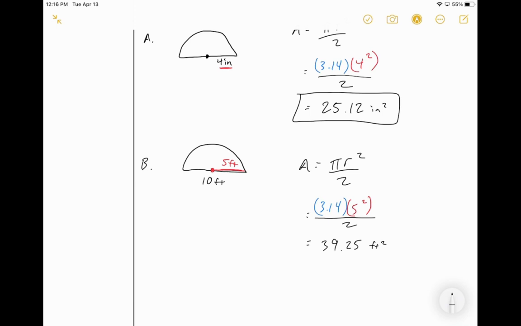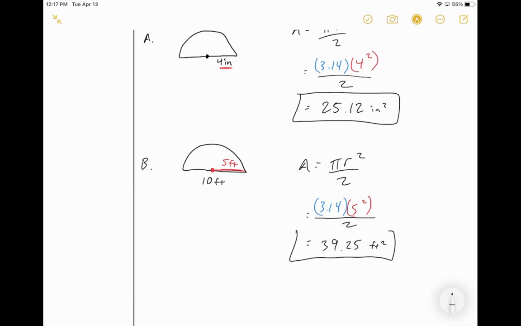Okay, 39.25. So yeah, if you got 157, again, it's because you used 10 instead of 5. So it's 4 times too big, because 5 squared is 25, whereas 10 squared is 100. So it's 4 times bigger.